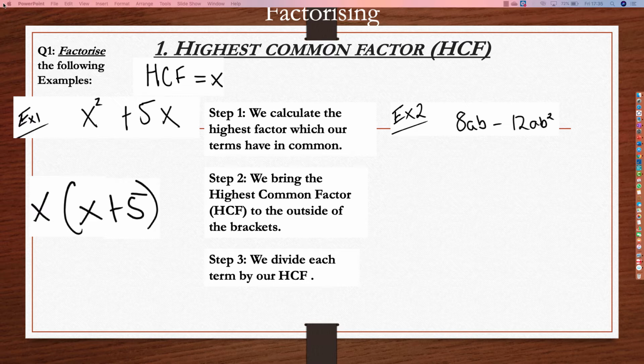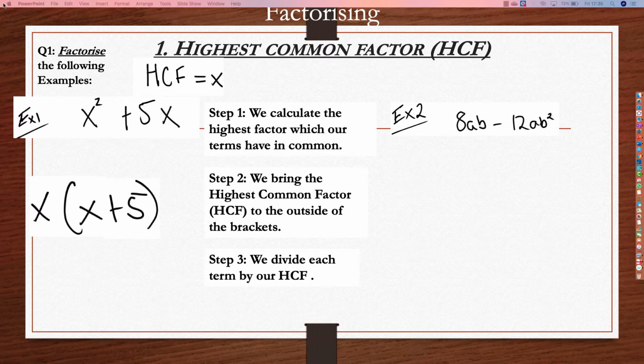and the next type then, factorize the following: xy minus zw plus yw minus xz. Right, what's the problem with that?